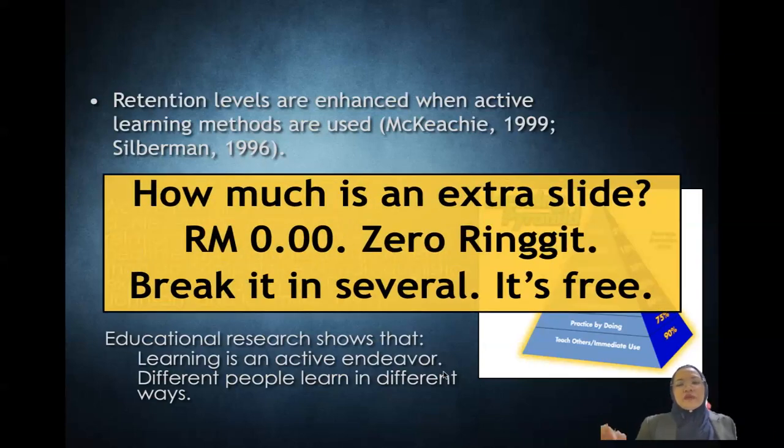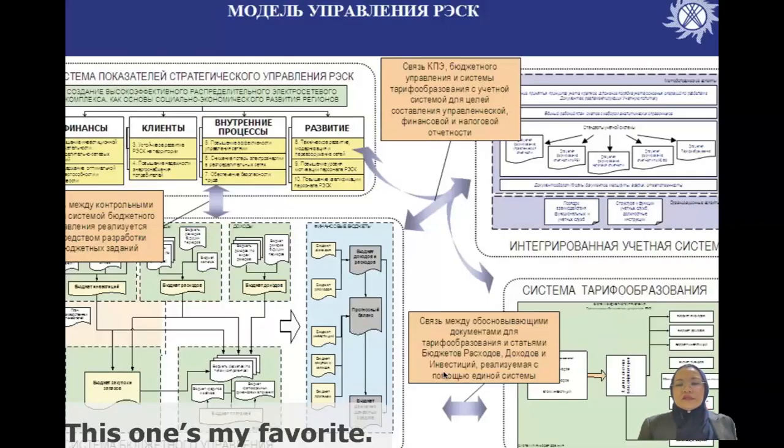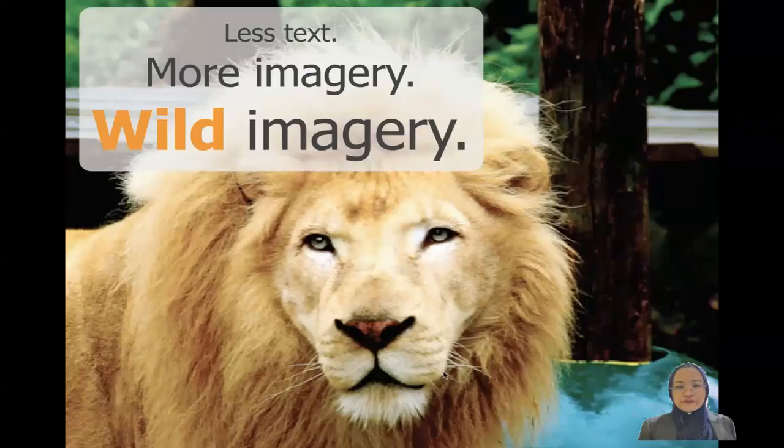So don't cram too much information into one slide. You can always add another slide. Besides, it doesn't cost you. So add less text in one slide, but have more slides instead. This is even worse. I've seen this a lot in conferences. So try to use less text and more images, wild images, which can attract your audience.